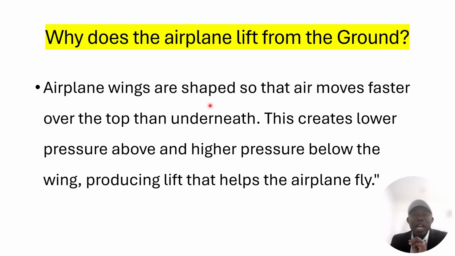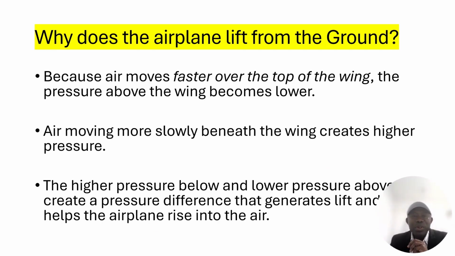The airplane wings are shaped so that the air moves faster over them, and that creates lower and higher pressure. This creates a lower pressure above and then higher pressure below. So we are going to look at this. Why does the airplane lift from the ground? We say because the air moves faster.